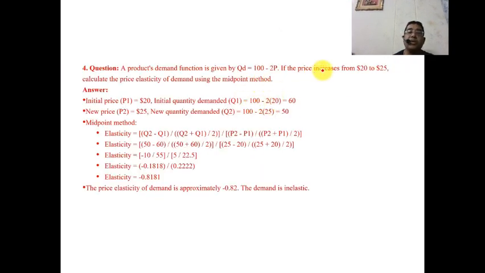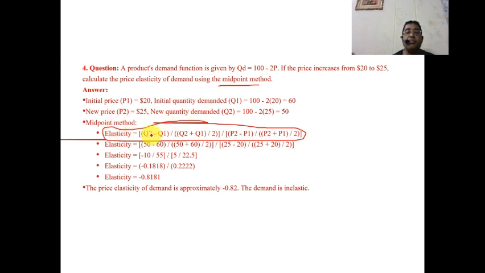A product demand function is given by Qd = 100 minus 2P. If the price increases from $20 to $25, calculate the price elasticity of demand using the midpoint method. Actually, what is the midpoint method? The solution is this formula. Midpoint method: Q2, Q1, Q2, Q1 and P2, P1. P1 is this, P2 is this, but Q1 and Q2 you have to find out first.